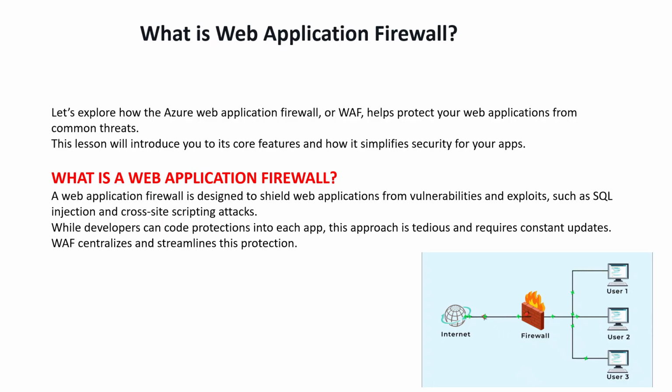Let's explore how the Azure Web Application Firewall, or WAF, helps protect your web applications from common threats. This lesson will introduce you to its core features and how it simplifies security for your apps. A web application firewall is designed to shield web applications from vulnerabilities and exploits, such as SQL injection and cross-site scripting attacks. While developers can code protections into each app, this approach is tedious and requires constant updates. WAF centralizes and streamlines this protection.